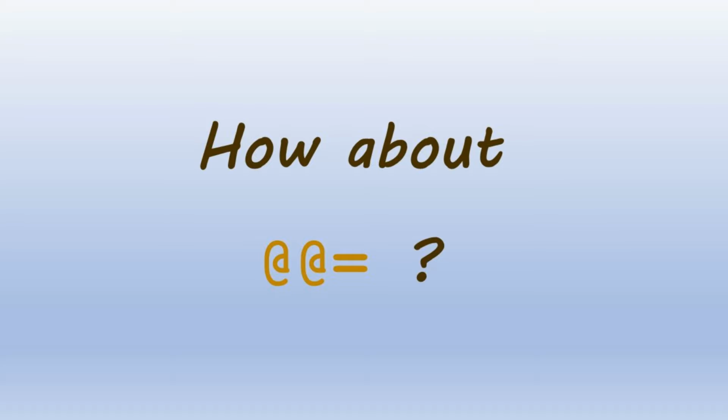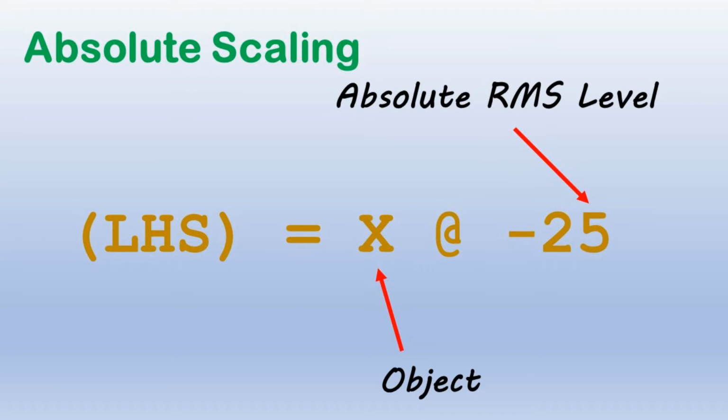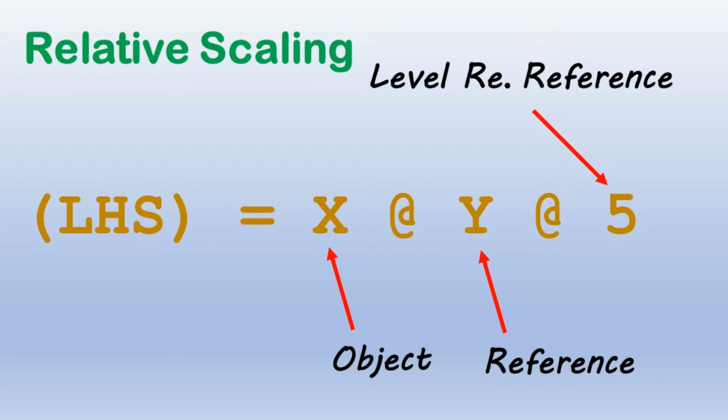How about at equal? In order to understand how this works, first we need to go over absolute RMS and relative RMS scaling. First, in this expression, we are setting the RMS of the signal X at negative 25 dB. This is an absolute value. On the other hand, in this expression, we are setting the RMS of the signal X at 5 dB relative to the RMS of another signal Y. And this value is a relative value.